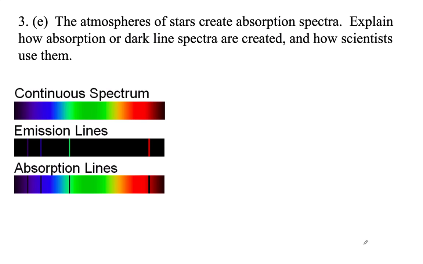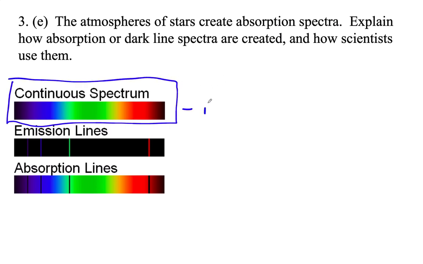Okay, the atmospheres of stars create absorption spectra. Explain how absorption or dark line spectra are created and how scientists use them. Okay, so this is the continuous spectrum, right? Why is there a continuous spectrum? Well, this is just black body radiation, okay? We studied this last year, right?